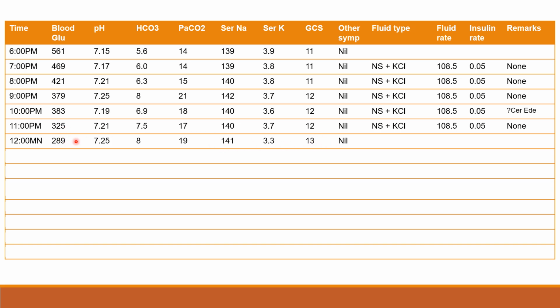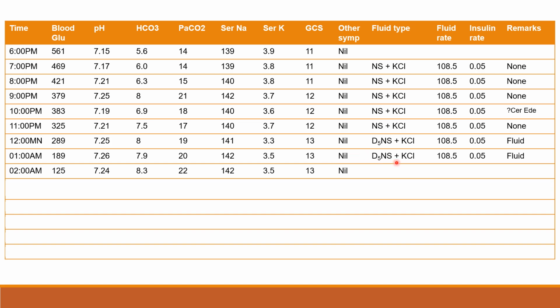See, the RBS has fallen to less than 300. As per the ISPAD guidelines, when the RBS falls below 300, as the insulin will be going on, because still there is acidosis, we have to add 5% dextrose to the IV fluid. So what we will do, we'll add 5% dextrose to the IV fluid, rest everything will remain the same. Similarly, the RBS is further falling, the patient is improving, everything is constant, so we'll continue the same treatment.